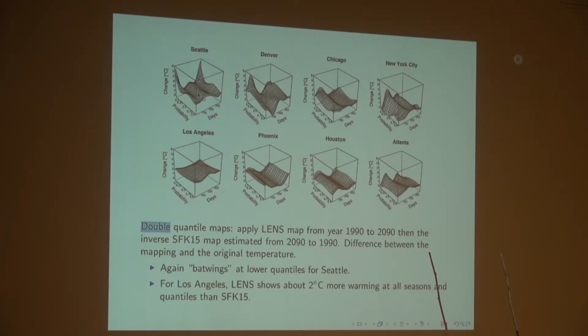All right, and here's something a little bit different. This is what's called a double quantile map. So you transform into the future using the Lens map, and then you transform the future back into the past using the Shriver map. If those two maps are the same, that should be somewhat different than taking a difference. It might make a little more scientific sense.